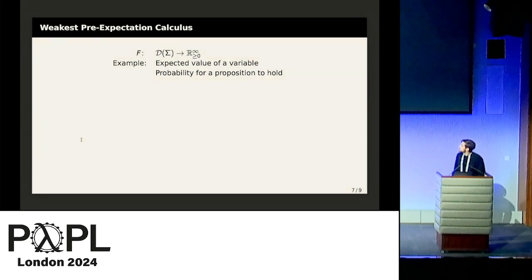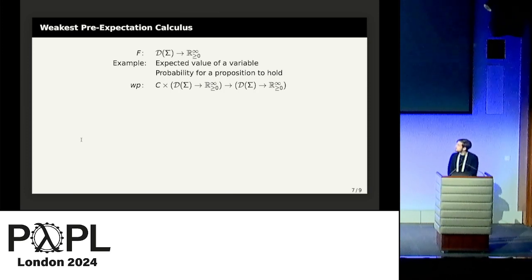And the input to this weakest pre-expectation calculus are generalized predicates. So usually predicates map program states to either true or false, but if we are working with probabilities, that is not enough. So we generalized by not just mapping to true or false, but instead we map to any positive real value and also infinity for technical reasons. This then means that we cannot just reason about, well, does this proposition hold or not, but also what is the probability that a proposition holds or not, or what is the expected value of a variable right now, which gives us a lot more freedom in our analysis.